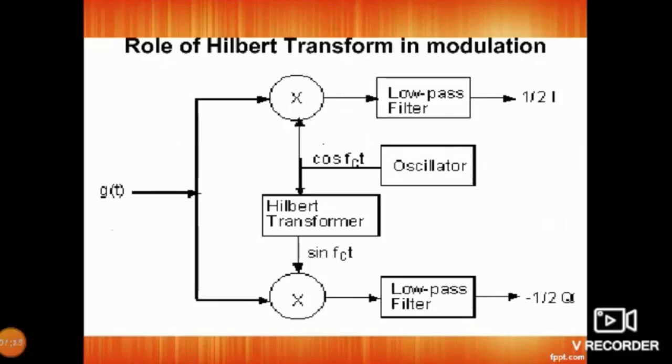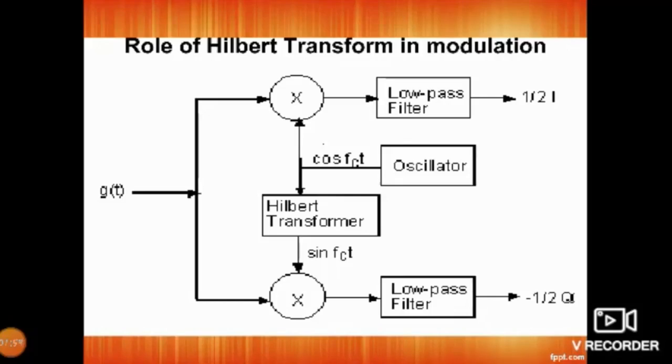The role of Hilbert Transform is given by this block diagram. Let g of t be the input signal and we have two parts, upper part and lower part. In the upper part we have one multiplier and similarly in the lower part we have another multiplier. The upper multiplier multiplies the input signal g of t and one cosine component cos 2 pi fc t. Similarly, this cos 2 pi fc t is given inside the Hilbert transformer and it gets a 90 degree phase shift, so that it becomes sin 2 pi fc t.